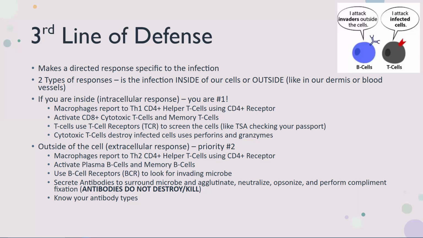the Th1 CD4 helper T cell. So I wrote down very specific steps because the way the questions might ask you, based on what I've seen before, is: which helper T cells are involved, Th1 or Th2? Which cells are activated? Cytotoxic T cells, memory T cells, or plasma B and memory B cells? And then which receptors are actually involved in the infection?